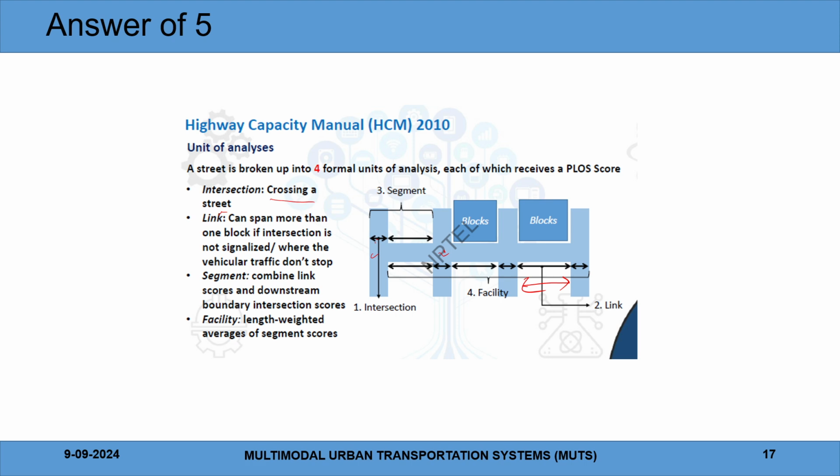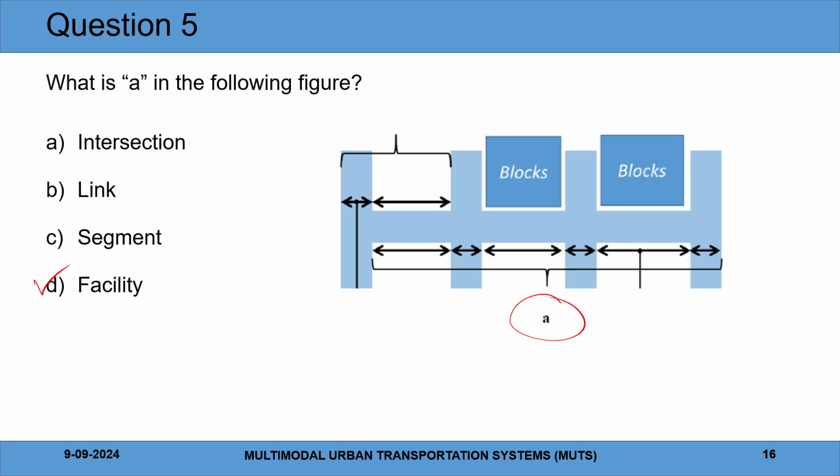Then segment is the combination of link scores and the downstream boundary of the intersection. So this is basically the segment: downstream one plus one link. And lastly, a facility is the length weighted average of the segment scores. So this total portion is the facility. This one. So option D will be the correct answer.